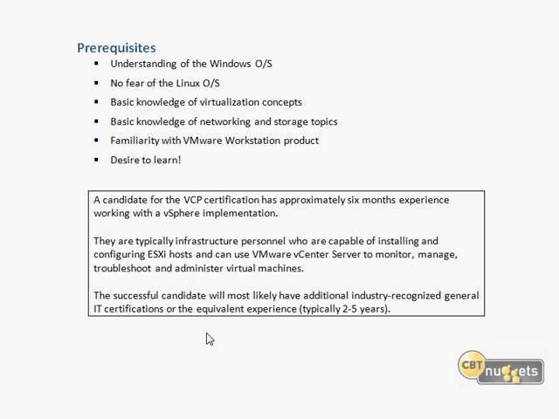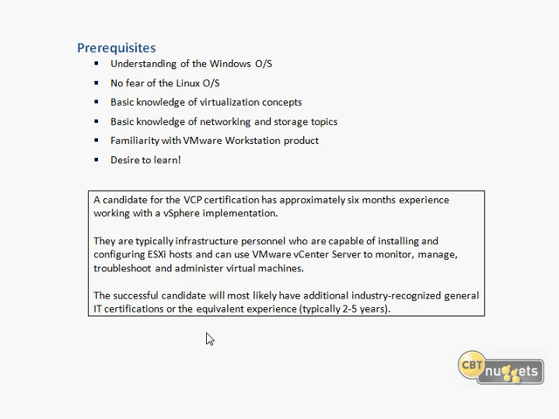These are typically infrastructure personnel, so you're working on foundations, capable of installing, configuring ESXi hosts, using vCenter Server to monitor, manage, troubleshoot, administer virtual machines. So not a lot of design stuff. There actually is a design certification over the top of the VCP, but this is the entry-level certification that just validates that yes, you have proven that you are competent in managing vCenter.